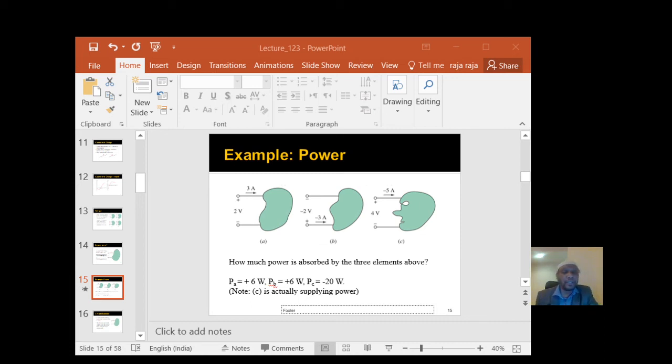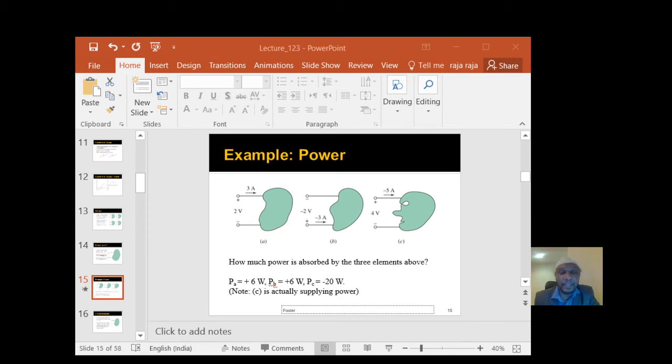The last figure is figure C. In figure C, we have to calculate the power, then only we know what the element is. So in figure C, we have the voltage of 4 and the current of minus 5. So if I multiply plus 4 with minus 5, I get minus 20 watts. If it is minus 20, it means the power is negative. If the power is negative, it means the element is supplying energy.